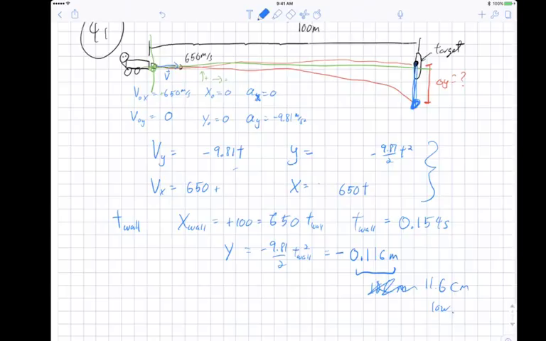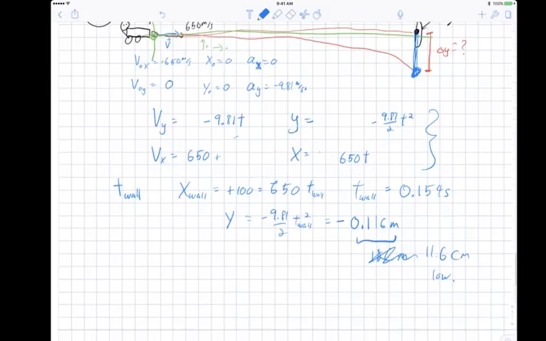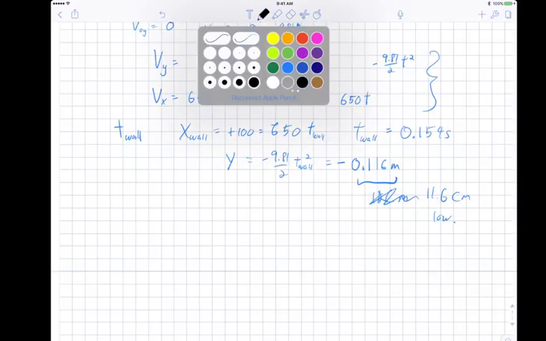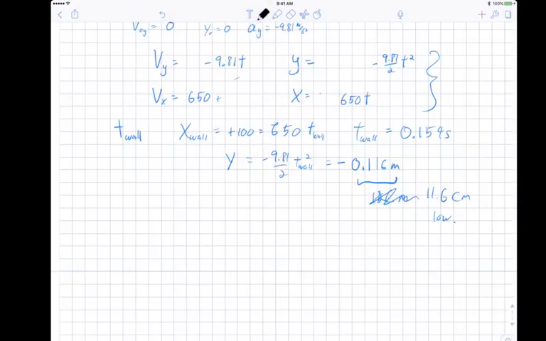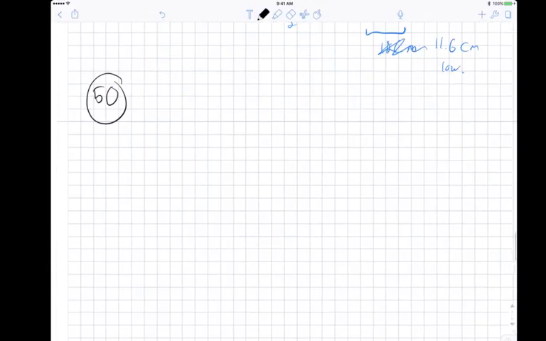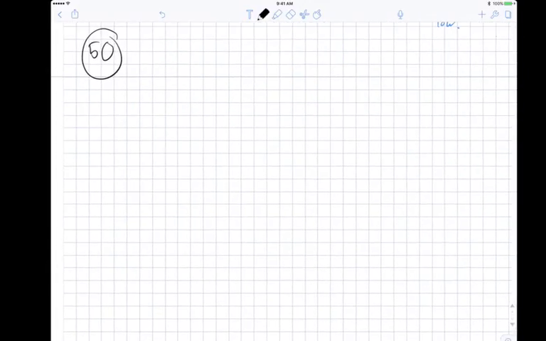Okay, let's go to the next question, 50. Question 50 goes, how far does a fastball released from the pitcher's hand at a speed of 42 meters per second fall as it travels from the pitcher to the batter, a distance of 18.4 meters? Your answer gives you a good idea of why the pitcher stands on a mound of dirt. This question is literally the same as the previous one. Okay, well, let's do it.